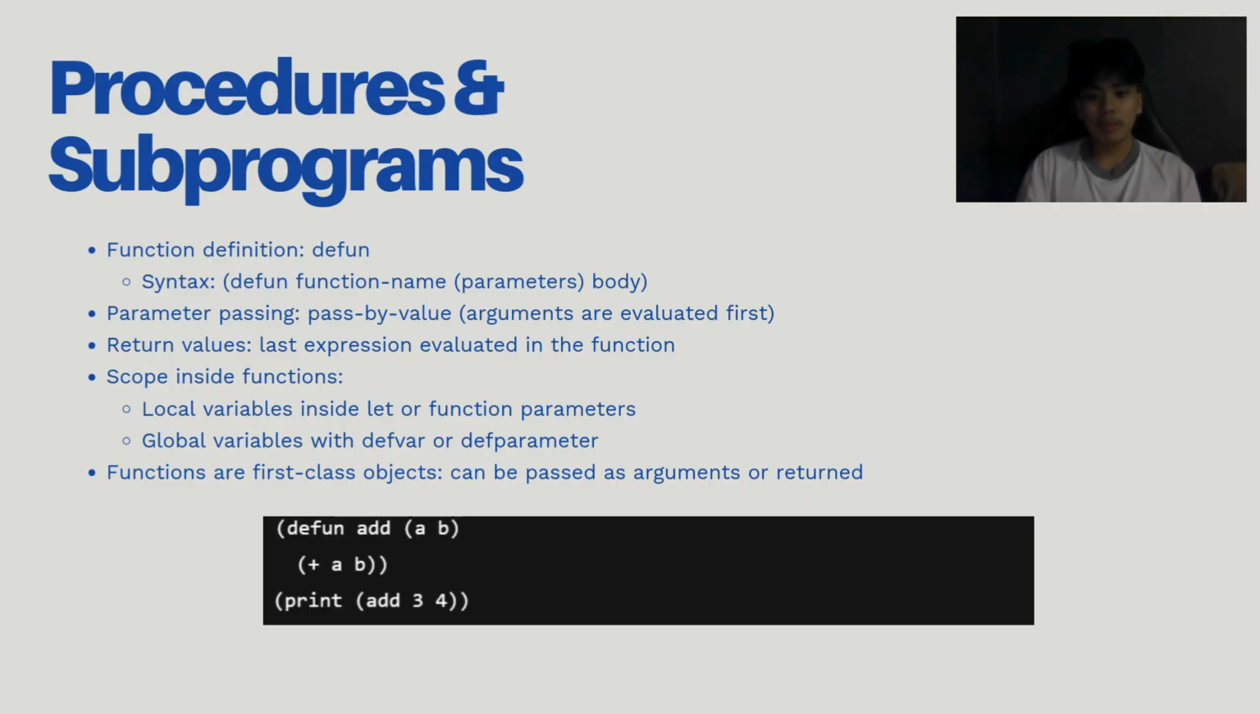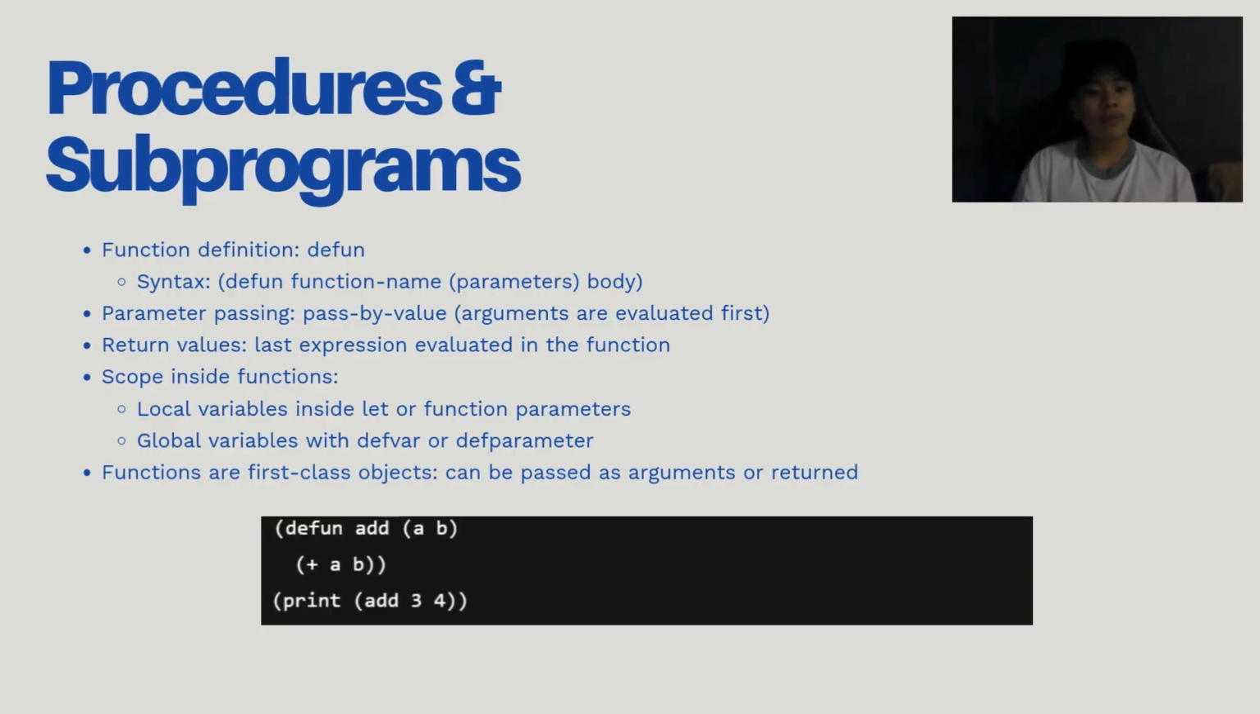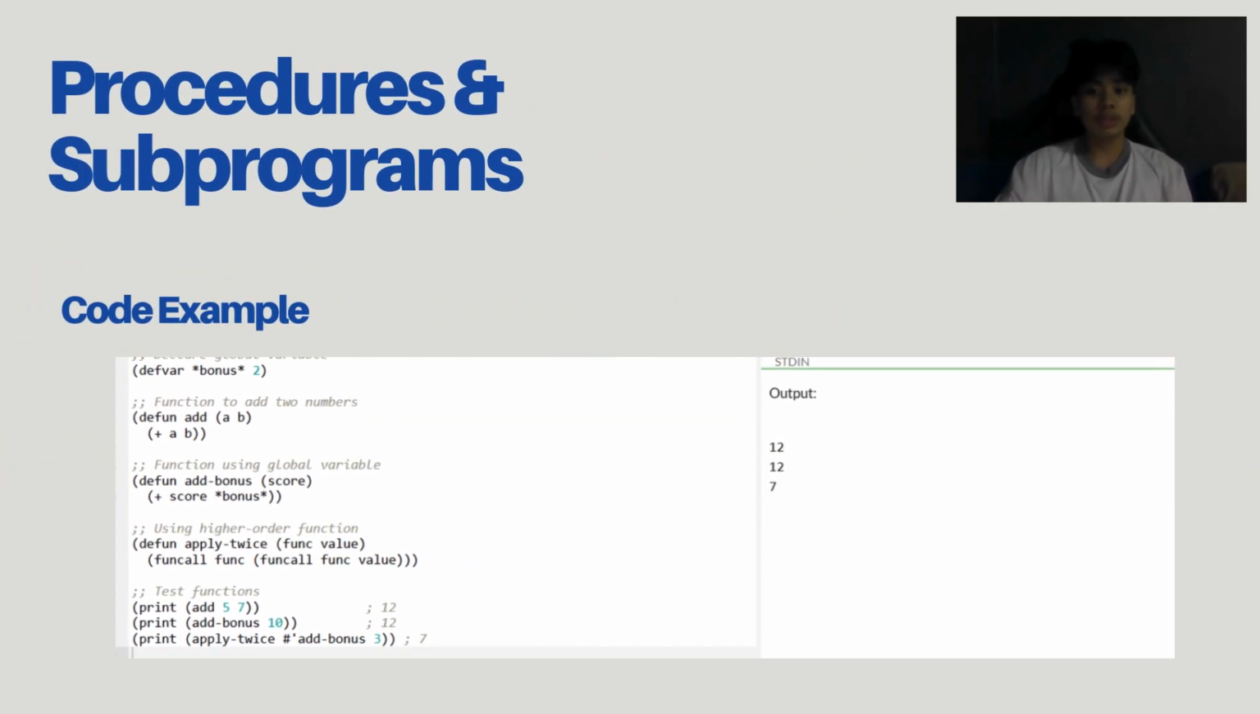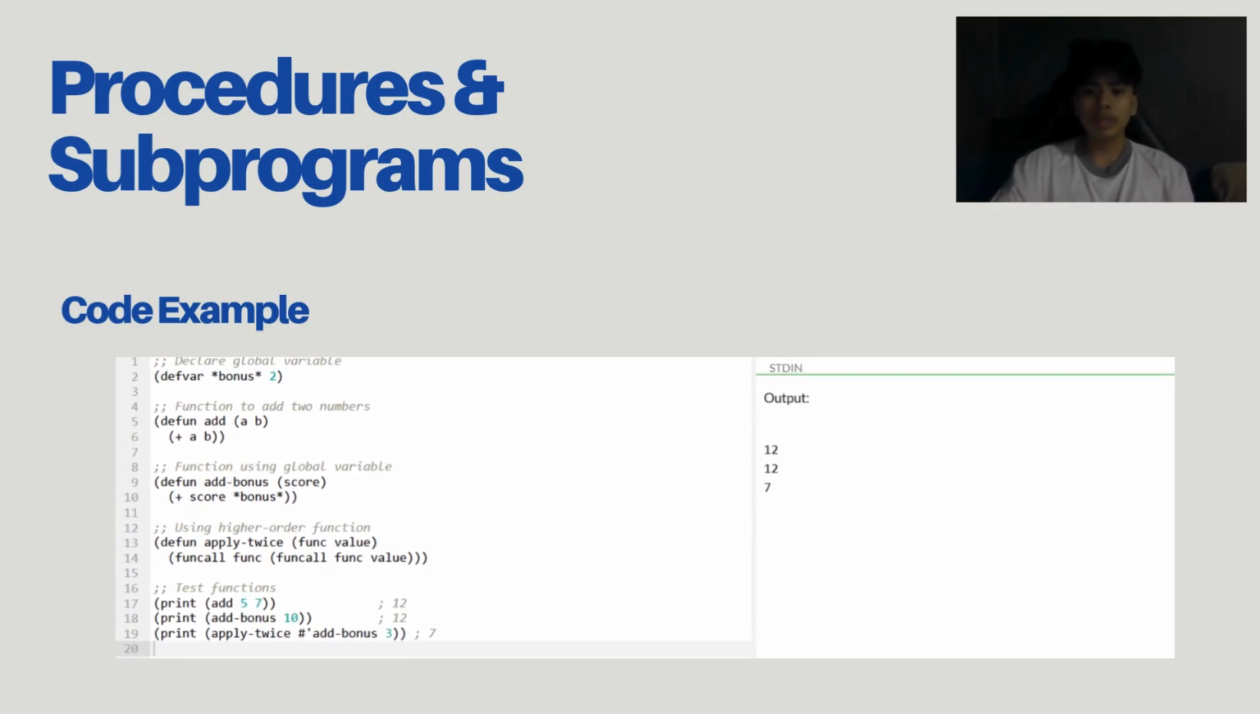For example, this simple function add takes two numbers and returns their sum. We then print the result to verify it works. So this example demonstrates multiple Lisp features in procedures and subprograms. We declare the global variable bonus using defvar. The add function takes two numbers and returns their sum. Add-bonus uses the global variable to add a bonus to a score.